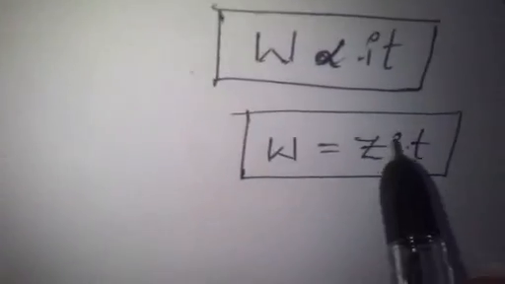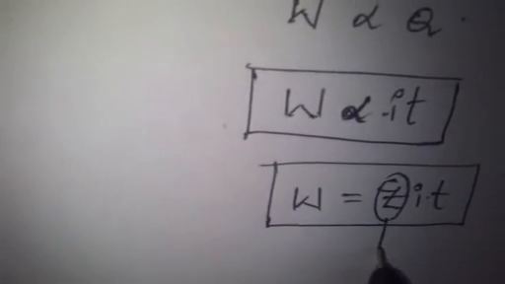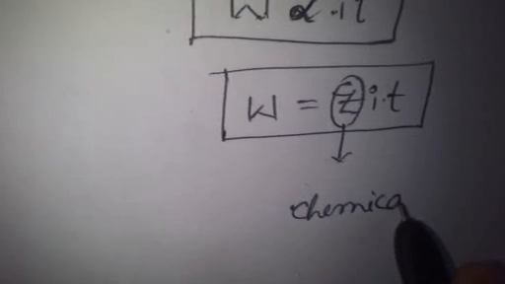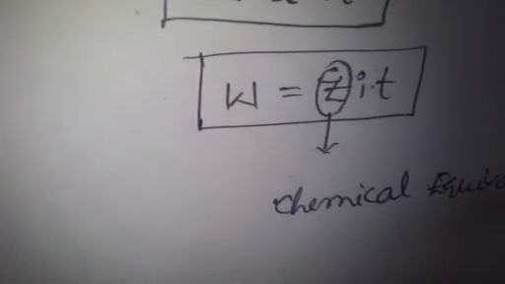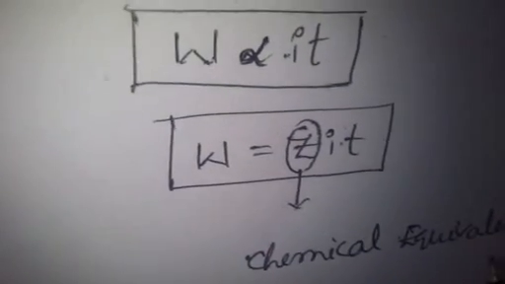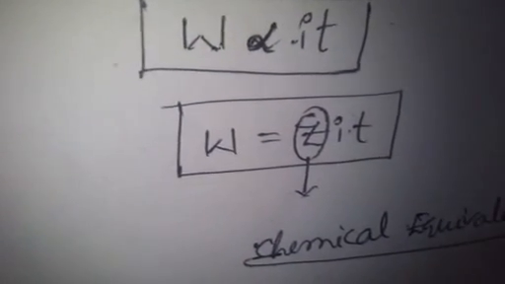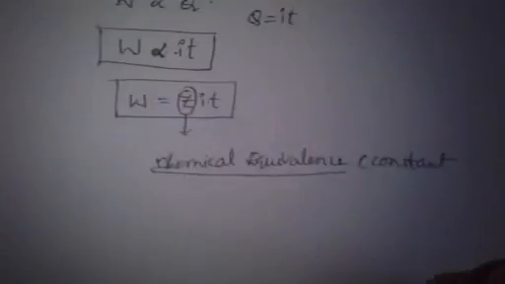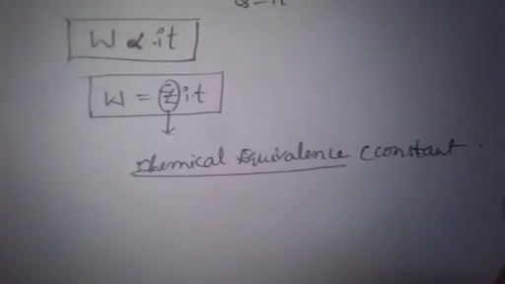Here this proportionality constant Z is called the chemical equivalence. This is the constant.